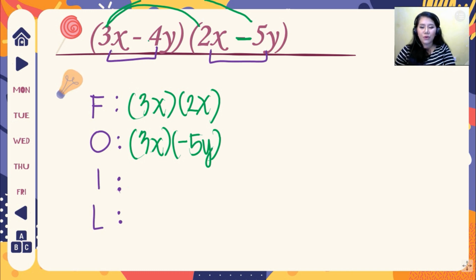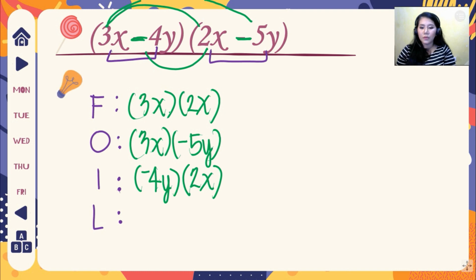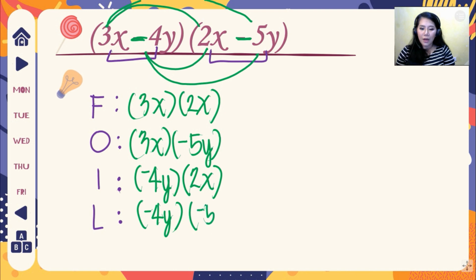Inner, so for our inner, negative 4y and 2x. So yun ha. So take note of the minus sign here. That is the sign of 4 and that is negative 4. So negative 4y times 2x. And then, for our last, negative 4y ulit, kay negative 5y naman. So, negative 4y, negative 5y.